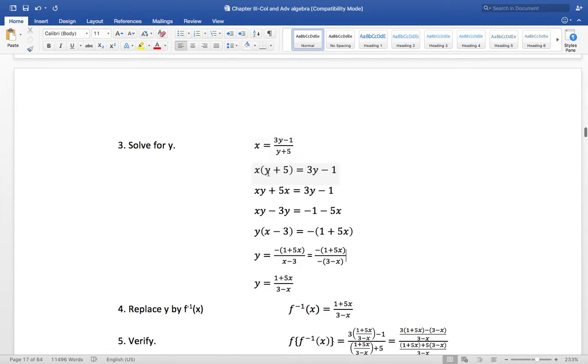So next, we distribute x. We multiply x by y plus 5. So we'll get x times y plus 5x is equal to 3y minus 1. Since we are solving for y and we have two y's here, xy and 3y, we group similar terms. Similar terms here are your xy and 3y. So xy will be placed on the other side of the equality sign, you will have negative 3y. 5x will be transferred to the other side, so you will have negative 1 minus 5x.